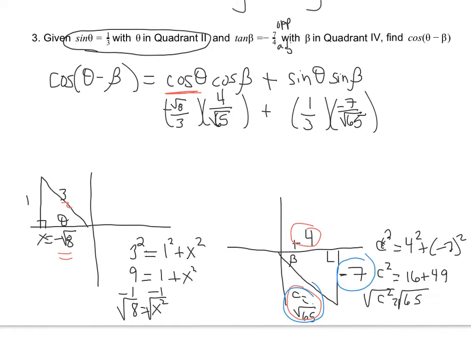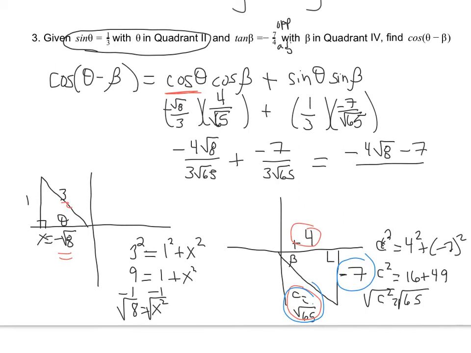So now I will try to simplify this. I'll just multiply. So this will be -4 square root of 8 over 3 square root of 65 plus -7 over 3 square root of 65. And that's just multiplying straight across. So if I add those over the common denominator, I get 4 square root of 8 minus 7 over 3 square root of 65.